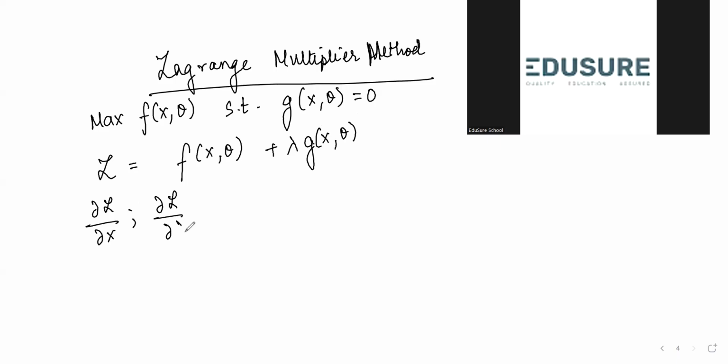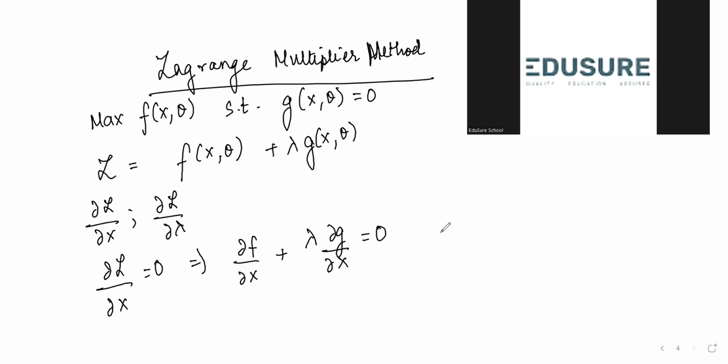These are the first order conditions. So del L del x is equal to 0 will basically give me this is what we'll get. Okay. And with respect to lambda, I'll get, okay.